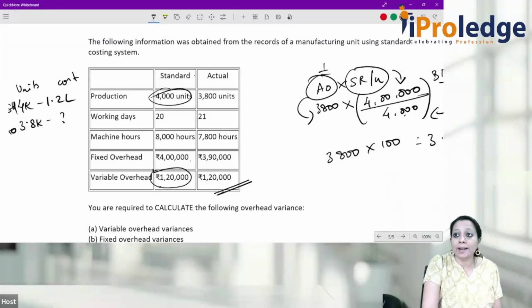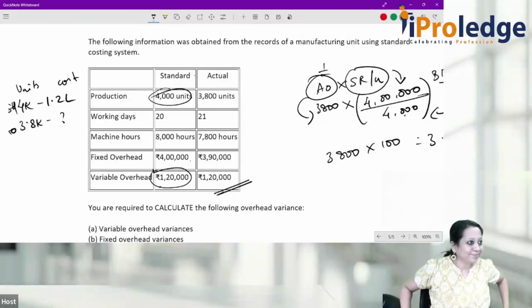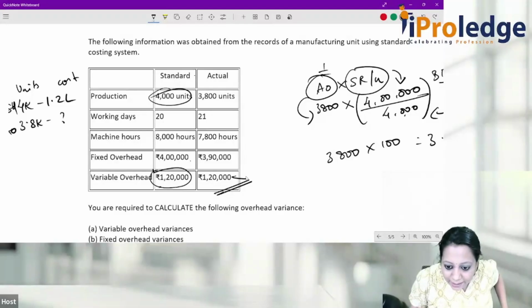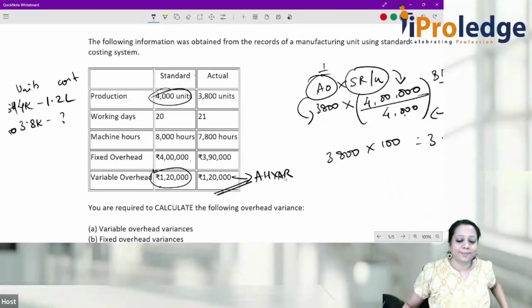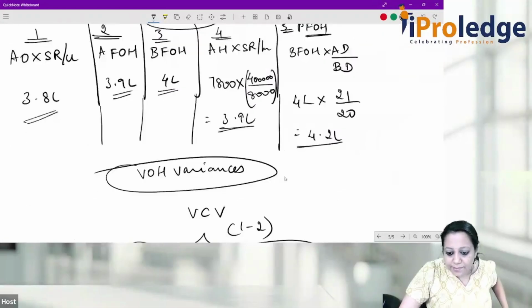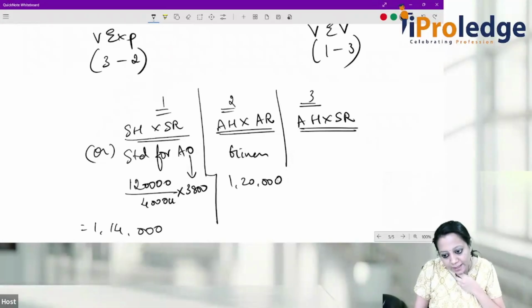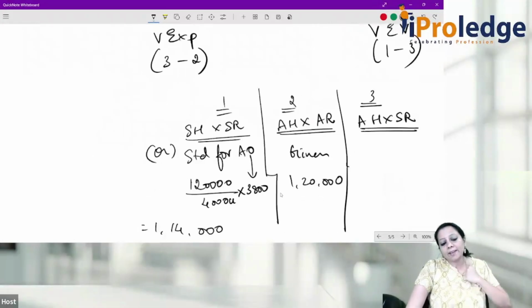That is why I'm not taking one directly to be 1,20,000. But I can take two to be 1,20,000 because AH into AR, that can differ. This 1,20,000 is AH into AR only, no doubt about it. So that is 1,20,000. Given actual hours, again I will go here.